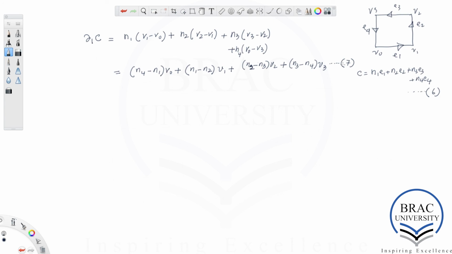So from 7 we see that the value of the zero chain del 1 C on the vertex V0 is N4 minus N1. The value of this zero chain on the vertex V1 is N1 minus N2. Also, the value on the vertex V2 is N2 minus N3. And finally, the value on the vertex V3 is N3 minus N4, right? We want all these values to vanish so that C is a one cycle, right? So we want N4 to be equal to N1, to be equal to N2, to be equal to N3. And in that case, del 1 C will be 0 and C will be a one cycle.